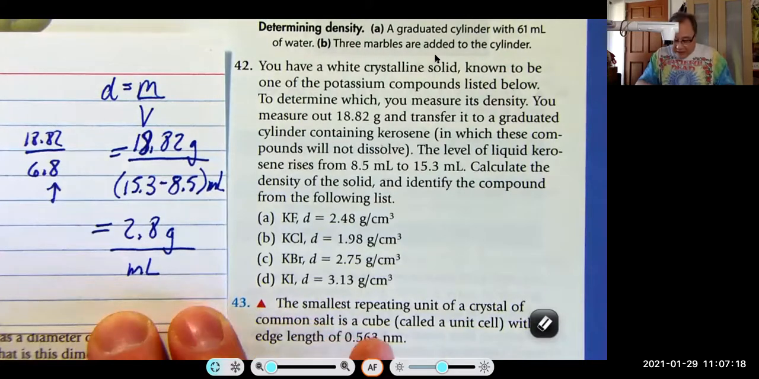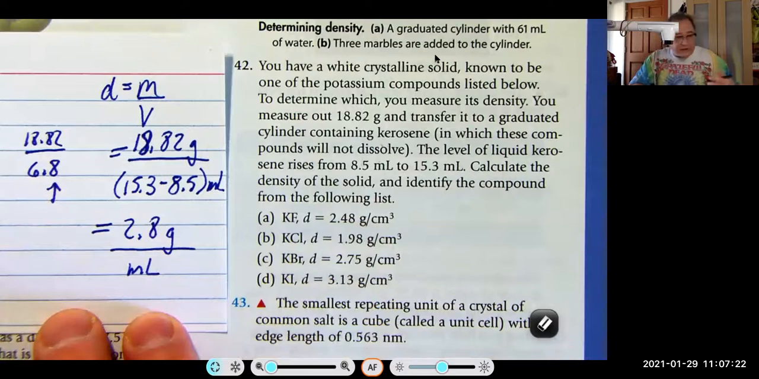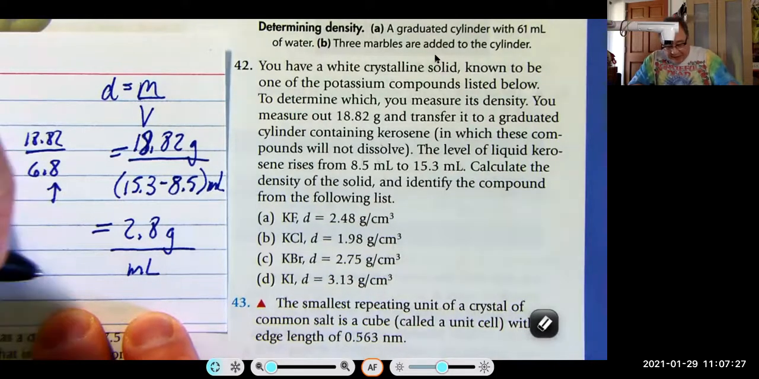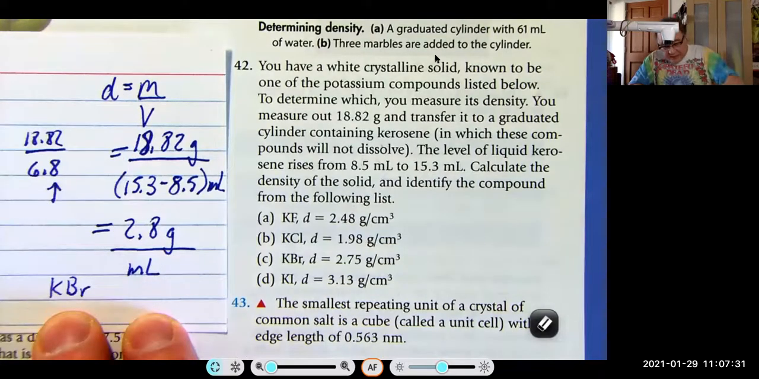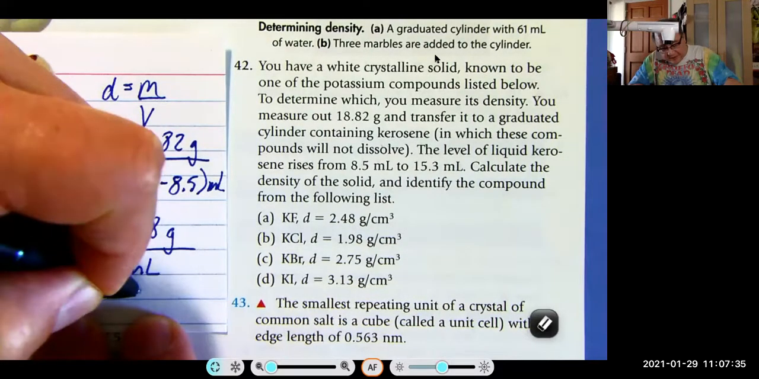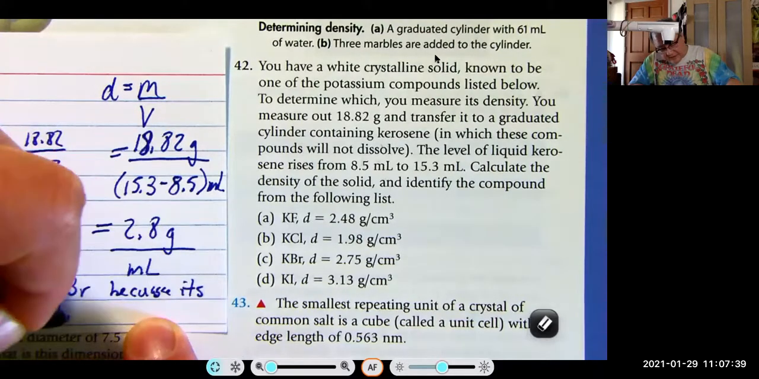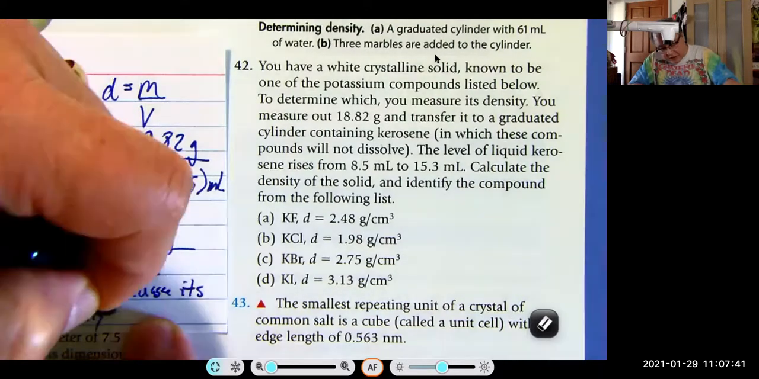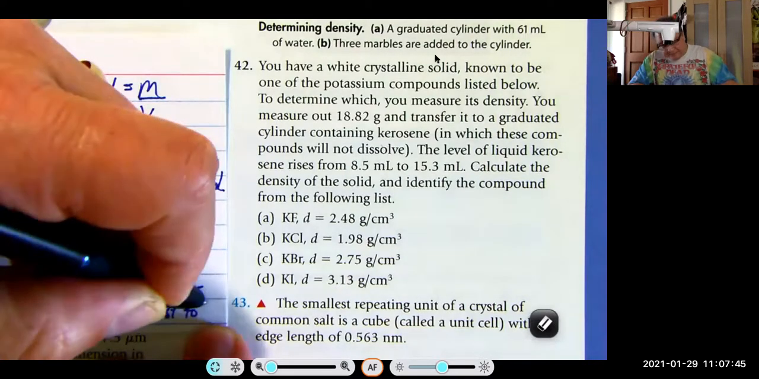And then lastly, I look at all of these. And if I wasn't asked to justify numerically, I'd say it's KBr. And that's because its density is closest to 2.8.